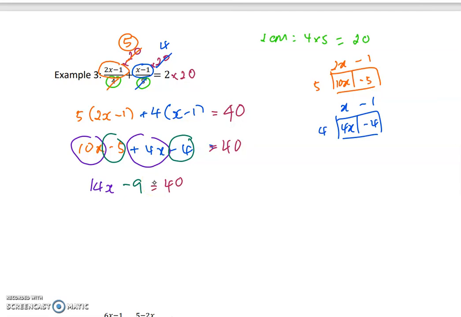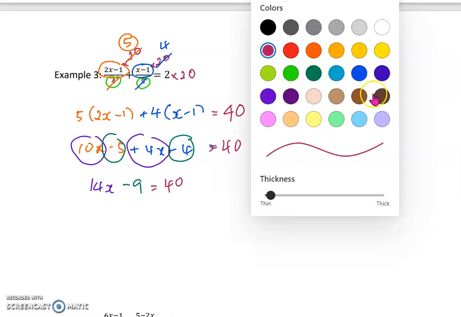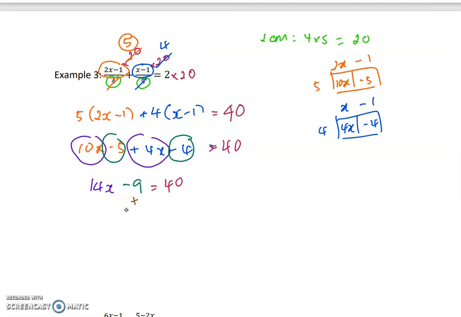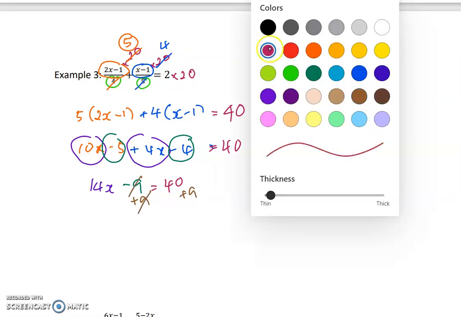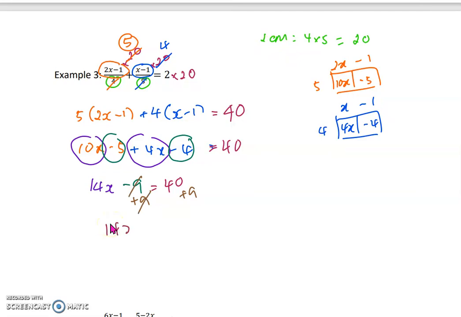So same thing, how are we going to do the balancing? We're going to use an opposite sign. So minus 9, plus 9. So we do a plus 9 on both sides of the equation. So this one is 0. What we're going to have is 14x equals to 49.